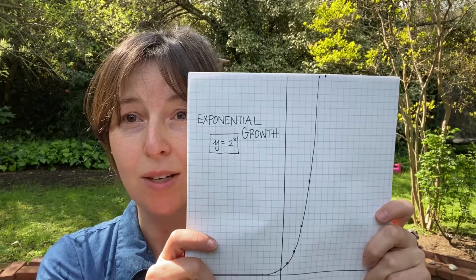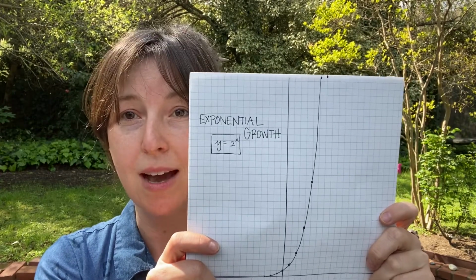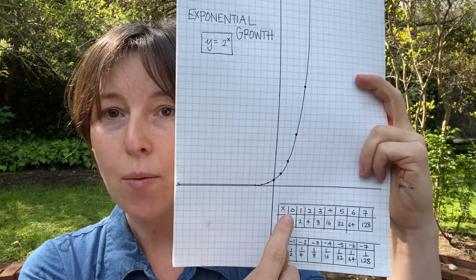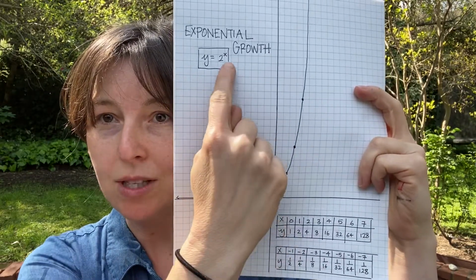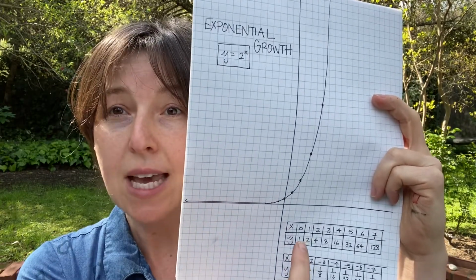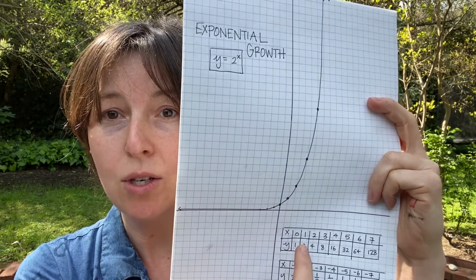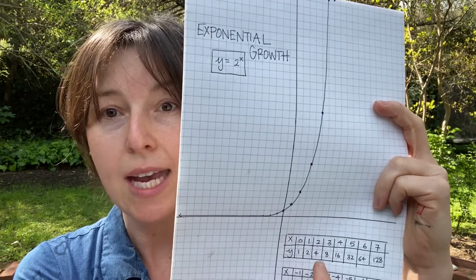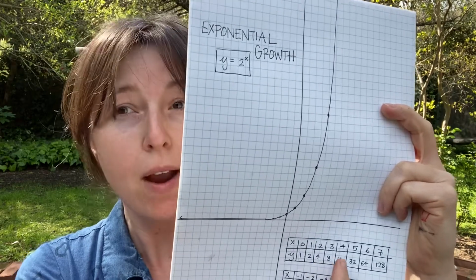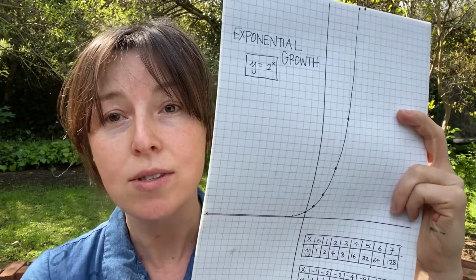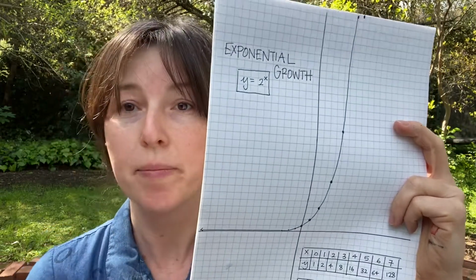This is the equation y equals 2 to the x. Notice you can plot the points. When x is 0, we have 2 to the 0, and any number to the 0 power is 1. Then we take that number and multiply it. 2 to the 1 is 2, 2 squared is 4, 2 to the third is 8. And notice it just gets bigger and bigger and bigger. One might say it grows exponentially.